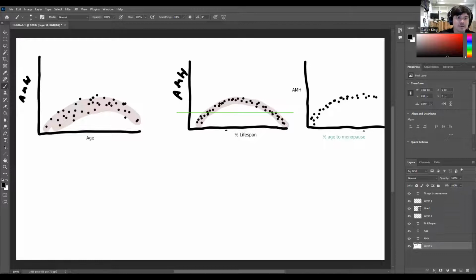anti-Müllerian hormone versus age. Images. Bing is so bad. Okay, hold on.